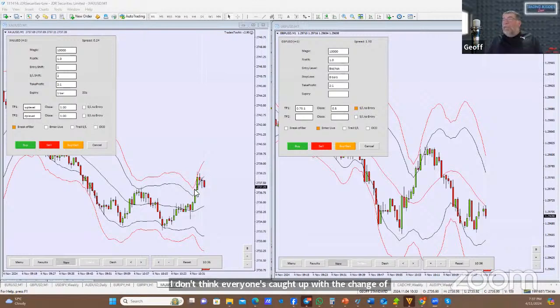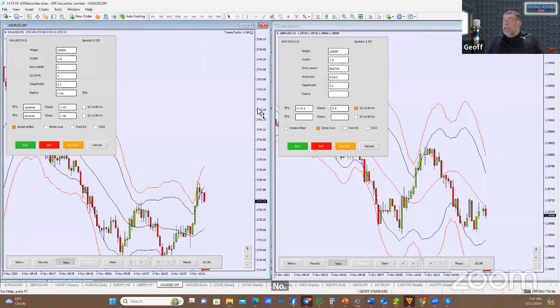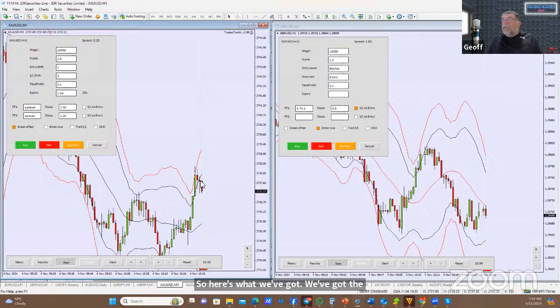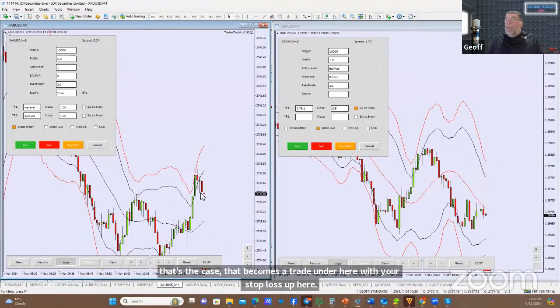So here's what we've got. We've got the 3 standard deviation Bollinger Band here. And now we've got to close below the 2 standard deviation. I get those wrong all the time. Now we're looking for a second close underneath the 2 standard deviation Bollinger Band, which looks like this one may be. If that's the case, that becomes a trade under here with your stop loss up here. Much prefer to see that pull back, but it hasn't done that. So that becomes your entry.